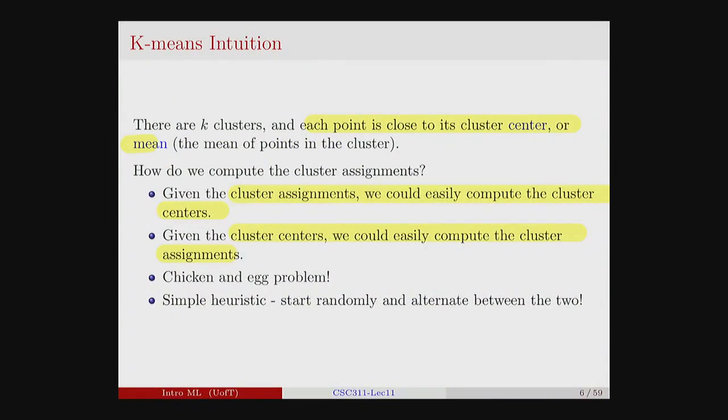So how do we actually find this and solve this problem? So we're going to make use of 2 ideas. The first one is that given the cluster assignments, we can easily compute the cluster centers. So how do we do that? So if I gave you the cluster assignment for every point, which is to say for each of the n points, I told you which cluster it was in. How would you compute the cluster centers?